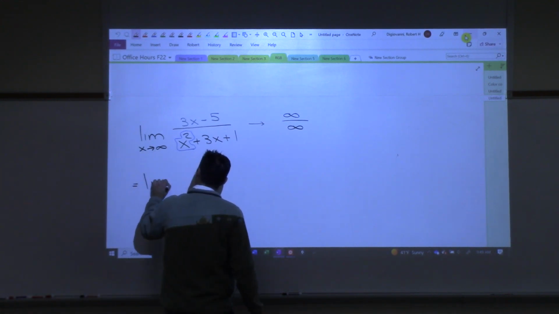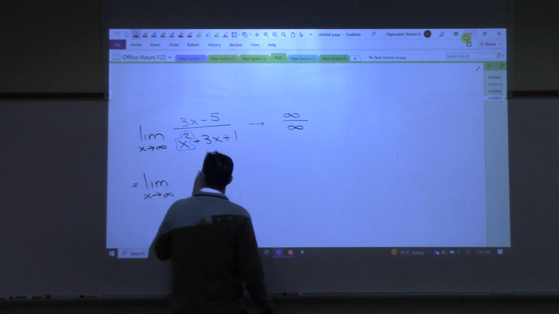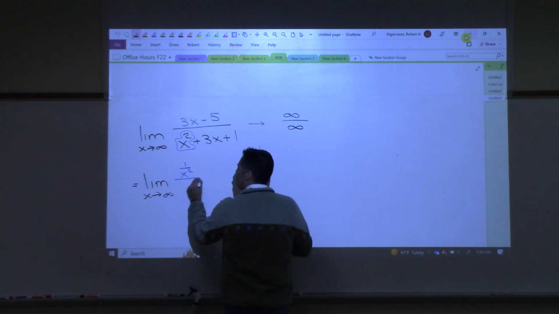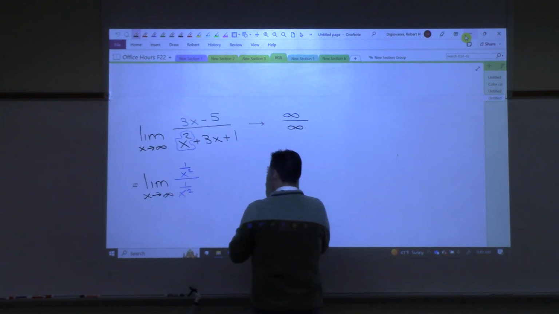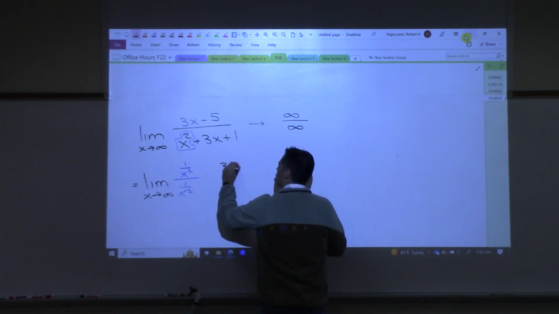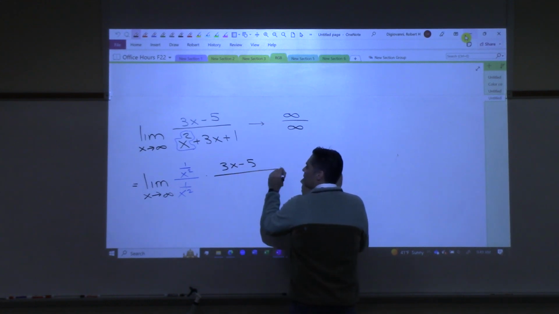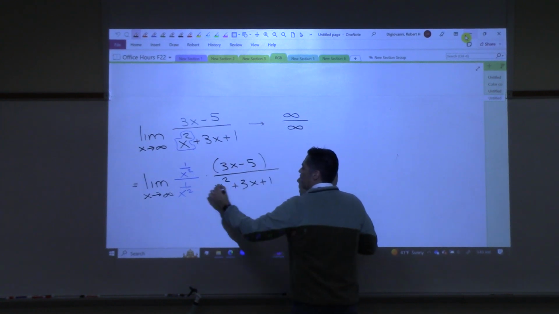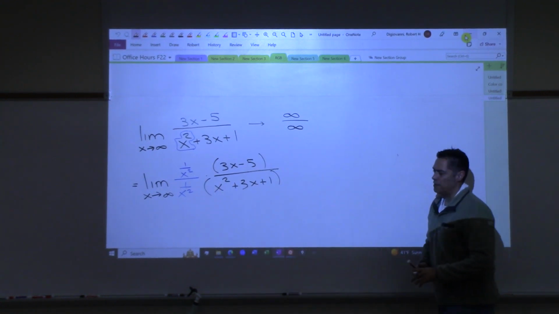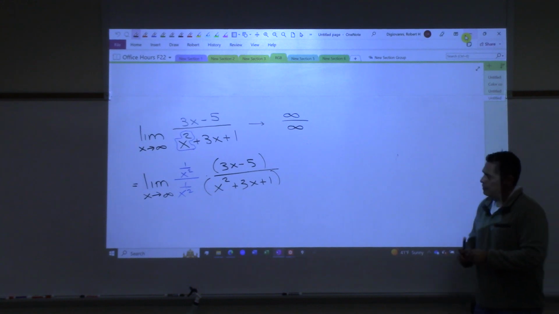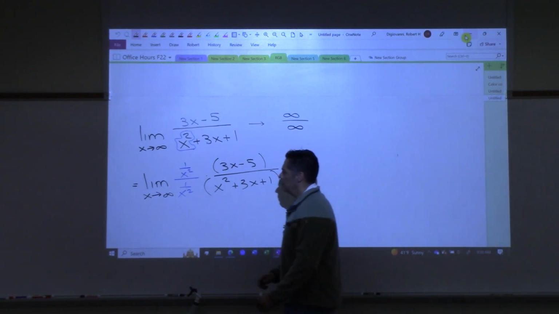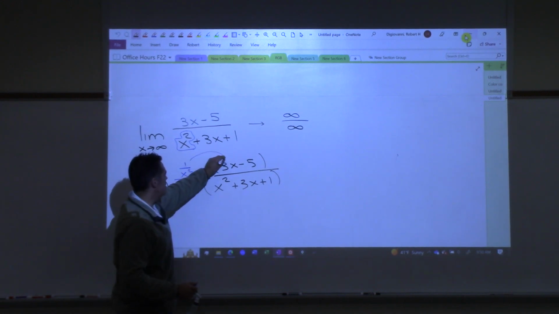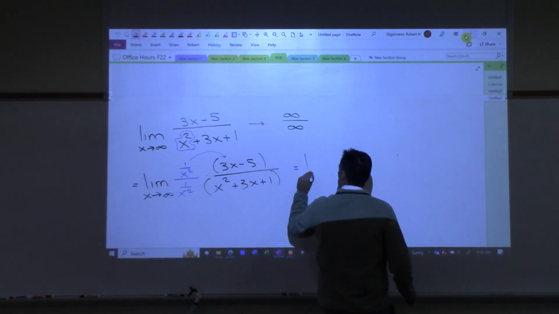Limit as x approaches infinity. All right, I'm going to come through out front with a 1 over x squared over 1 over x squared. And that will multiply through my 3x minus 5 over x squared plus 3x plus 1. And I will have to distribute that through, so I'll put those in parentheses. All right, let's try this again. Here to here. So let me rewrite the limit.